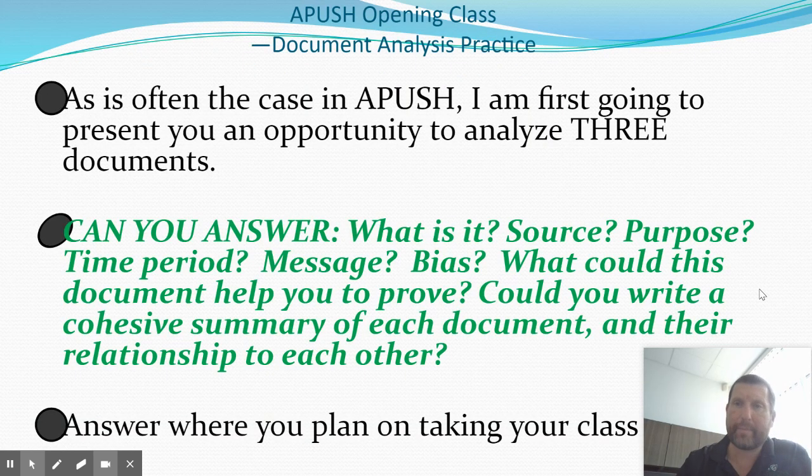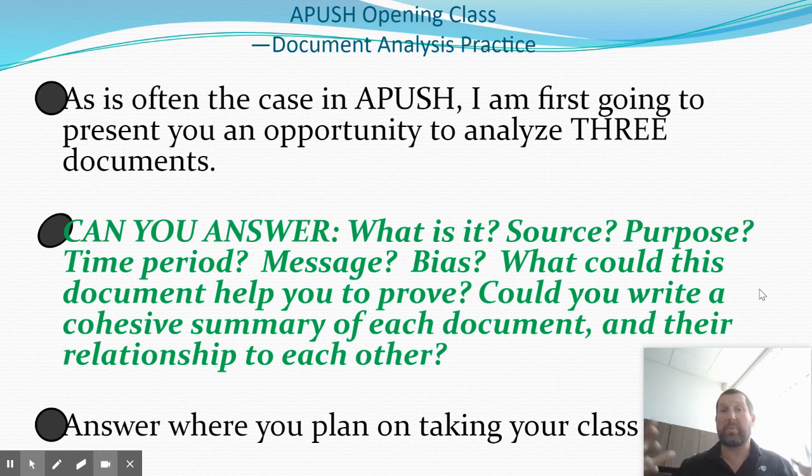As is often the case in APUSH, there will be oftentimes documents to go along with your essay. So I want to show you a couple source documents that you might be able to use as inclusion for supporting your claim in the essay you're about to practice. Okay. I'm going to give you 3 documents. I want you to try to identify generally, hey, what is this document? Where is it coming from? What's the purpose? When is this coming from? What's the message here? Is there bias? Is there a point of view that's trying to be explained to me?